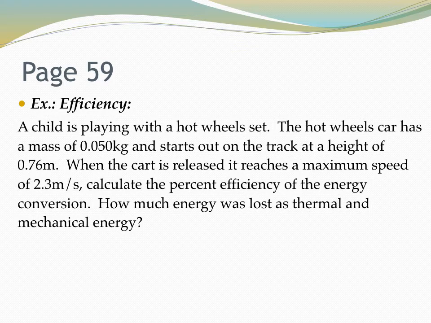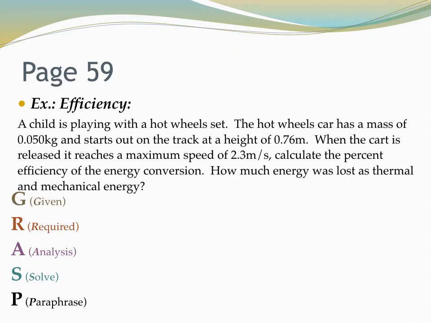Old friend GRASP, can you help us out here, please? Boom, there it is. So let's just dig right in. What's given? We know that this car has a mass of 0.050 kg. The height is 0.76 meters, and the final velocity is 2.3 meters per second. And we also know, it's not written down, that gravity is 9.81 meters per second squared.